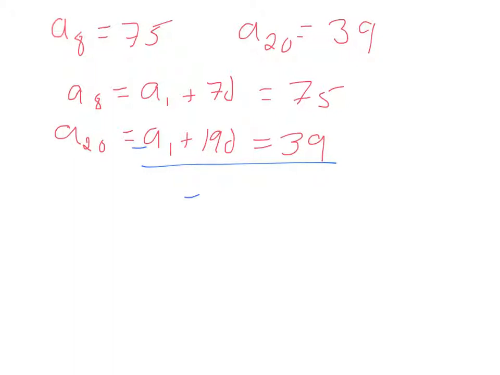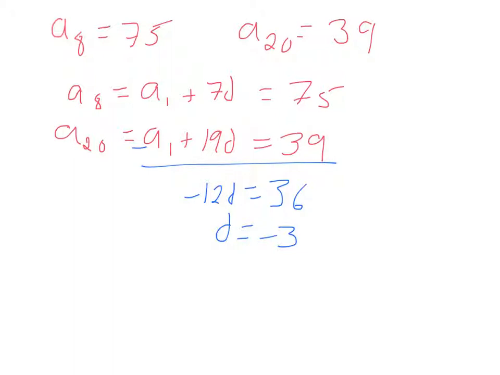And I'll get negative 12d is equal to, sorry, 36. I don't know where I came up with 26. So negative 12d is equal to 36, and d is equal to negative 3. So the common difference between each term is negative 3.